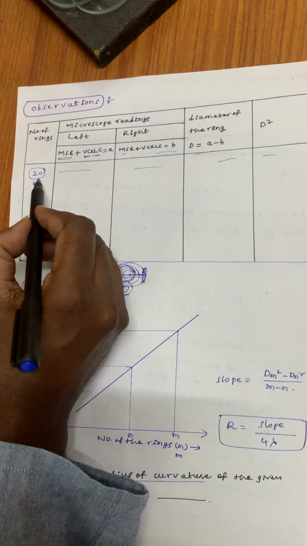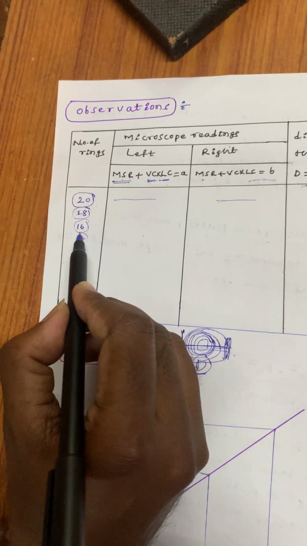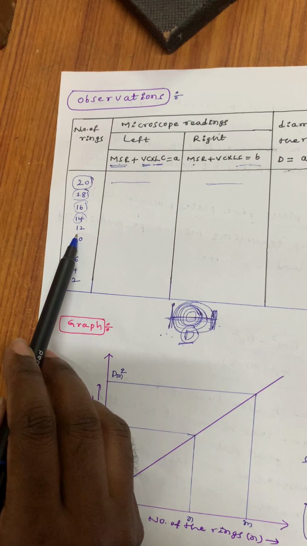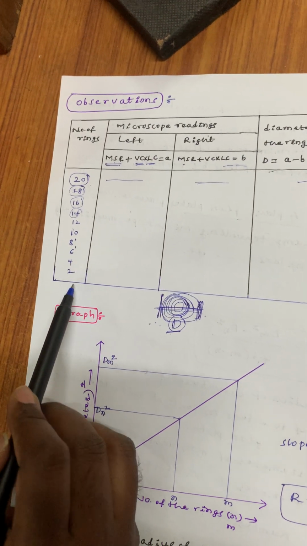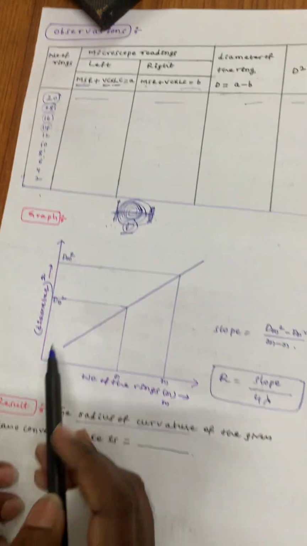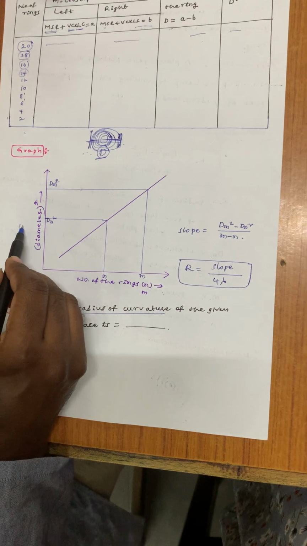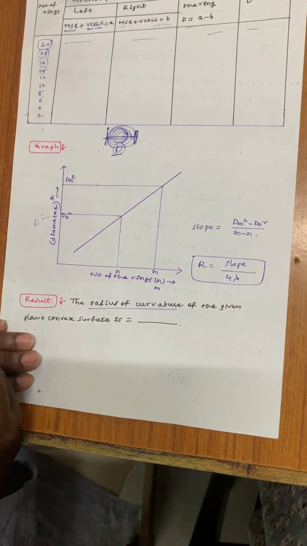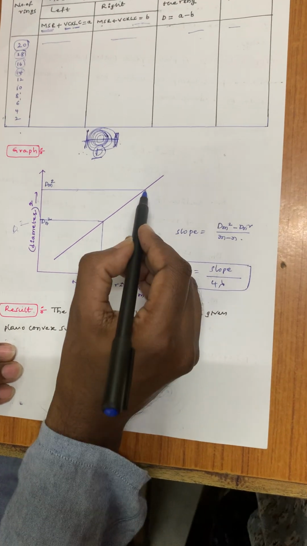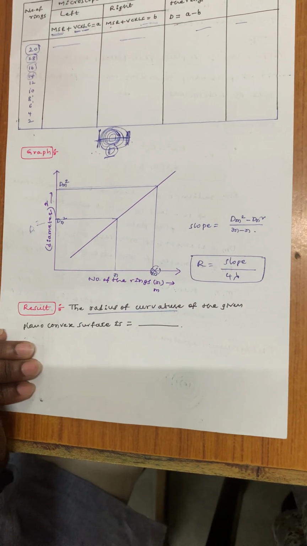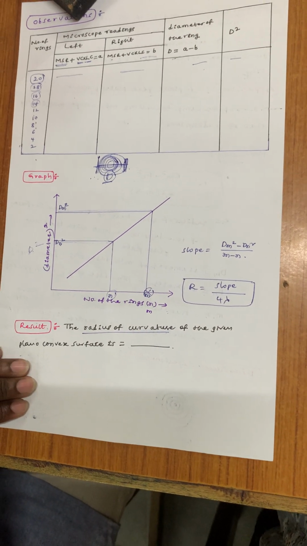Similarly, you have to adjust on the 18th ring, then the 16th ring, the 14th ring, the 12th ring, the 10th ring, the 8th ring, and so on. Then you take the graph of number of rings versus diameter square. Suppose at the mth ring you take the mth ring diameter square and point it out, and then the nth ring diameter square you point out.